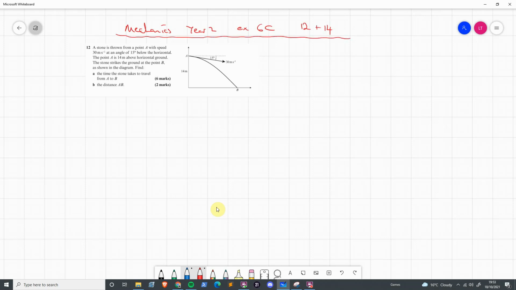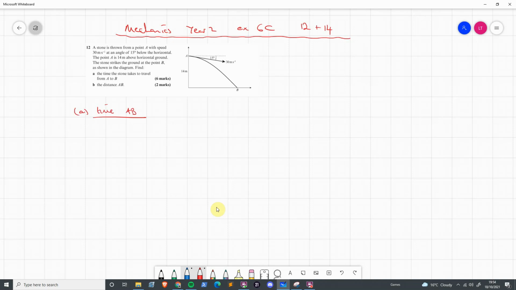A stone is thrown from point A with speed 30 at an angle of 15 degrees below the horizontal, all labelled on this diagram. We start at 14 metres above the ground, and the stone strikes the ground at point B. We want to find the time it takes to go from A to B. That doesn't seem too bad. We probably need to set up 2 SUVATs and then go from there.